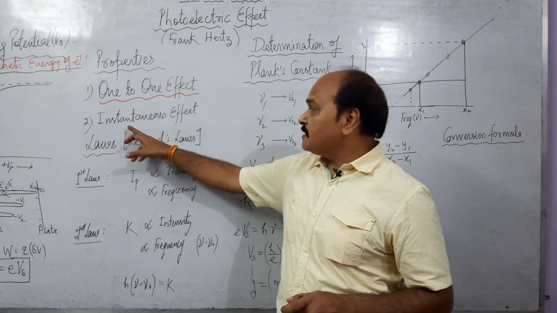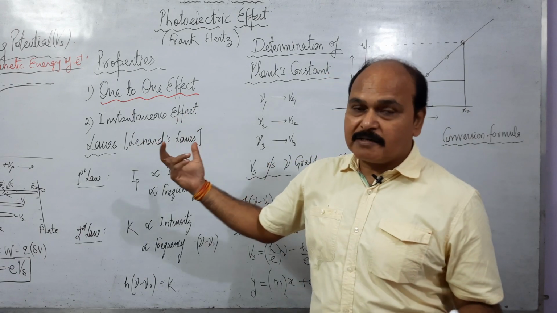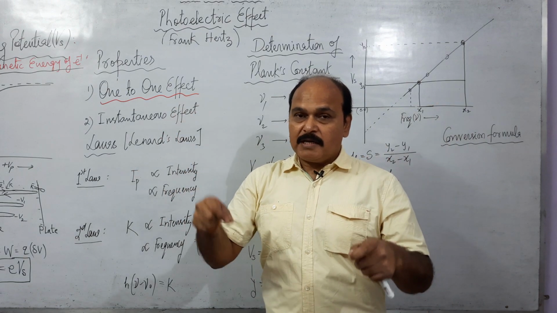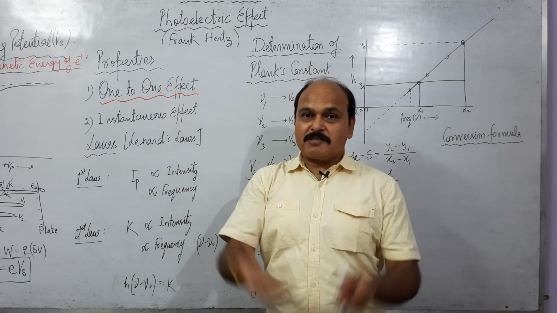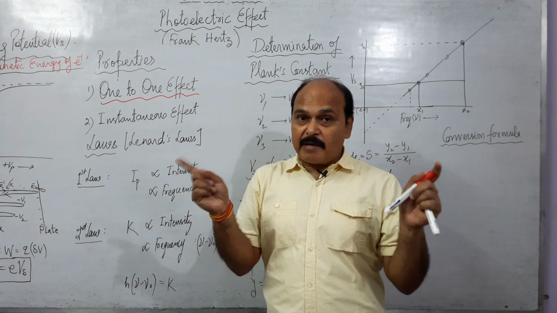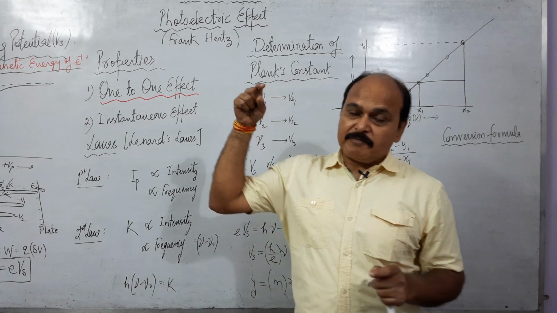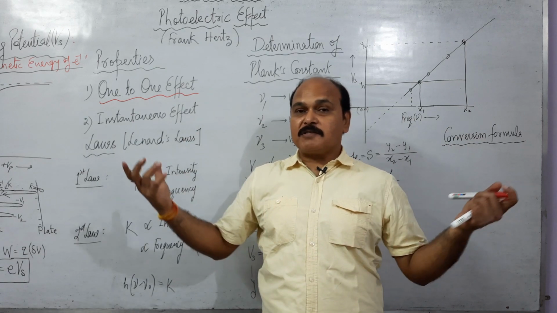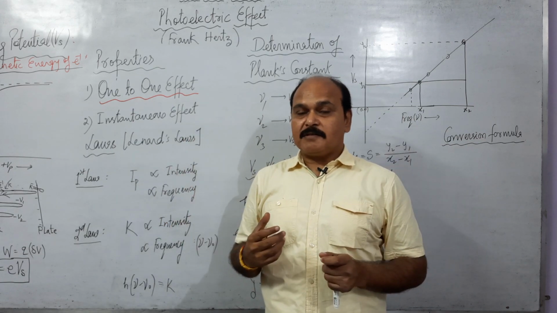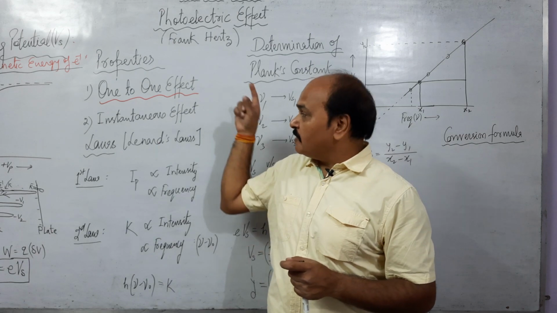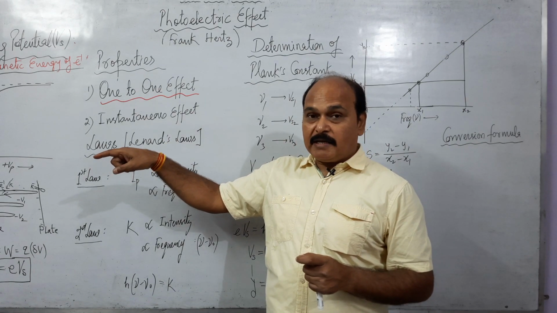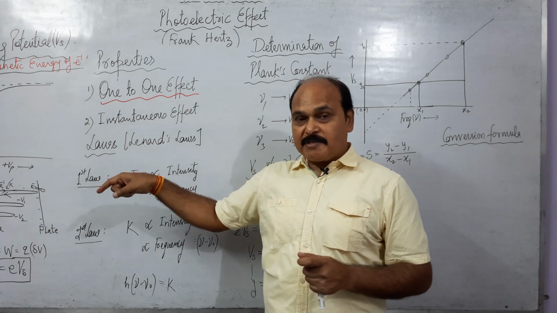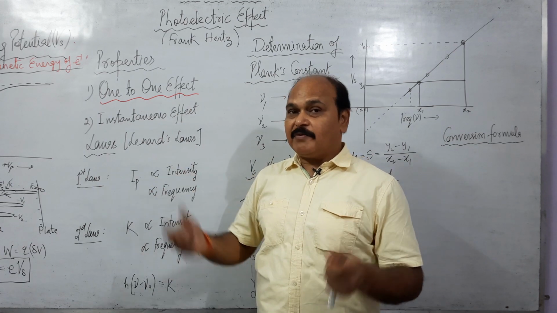The second property is that it is an instantaneous effect. This simply means the moment light falls, then and there electrons are emitted. There is no time lag between the instant when the light falls over the surface and when the electrons are given out from the surface. The moment the light falls over a photoelectric surface, instantaneously, at the same instant, the electrons are given out.